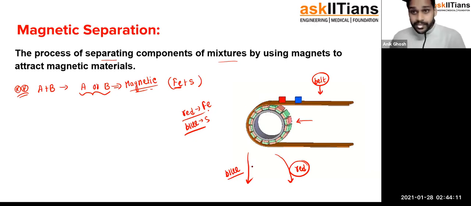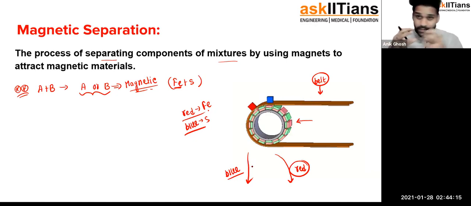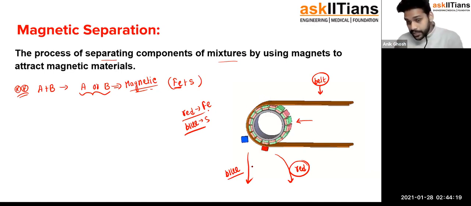Well, okay, anyways, the thing is, the magnet is attracting the red particles more. For that reason, you can see the red particle is facing more attraction. So for that reason, it is falling later.